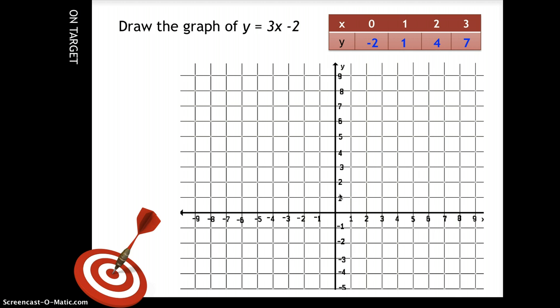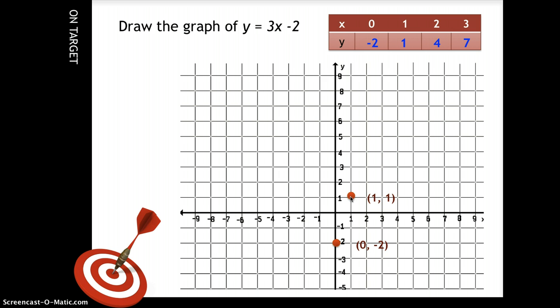Let's graph or plot 0, negative 2. So 0 here for x, and then on the y is negative 2. That's your point 0, negative 2. The second point is 1, 1. So let's find 1, 1. At x is 1 and then y is 1, you have the point there. So that's point 1, 1.